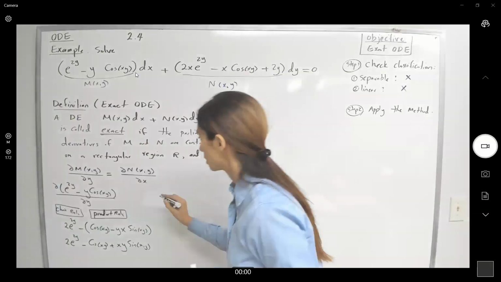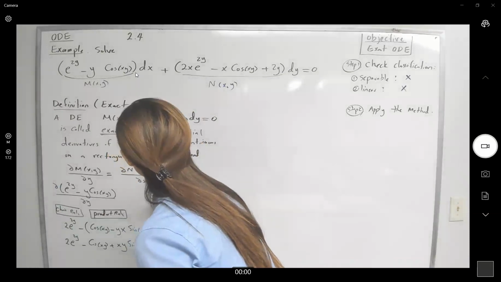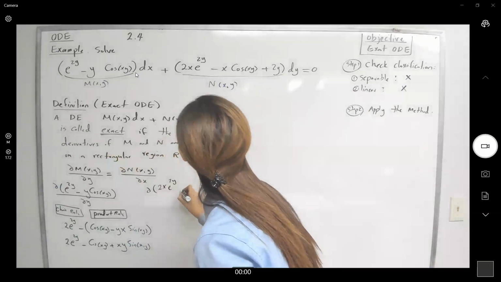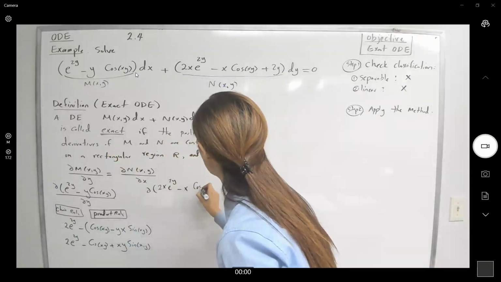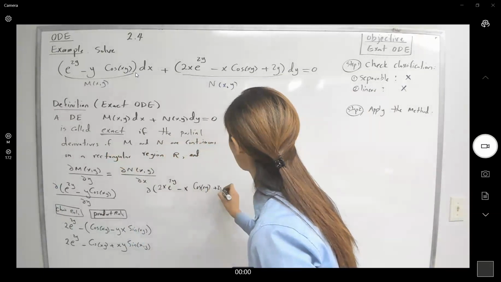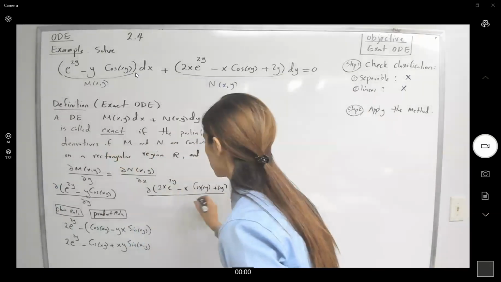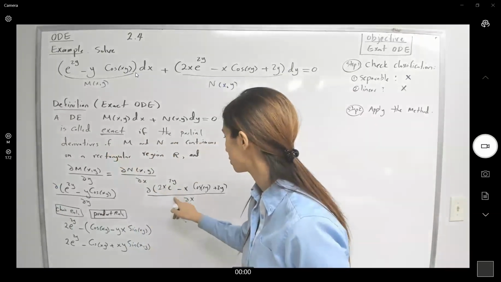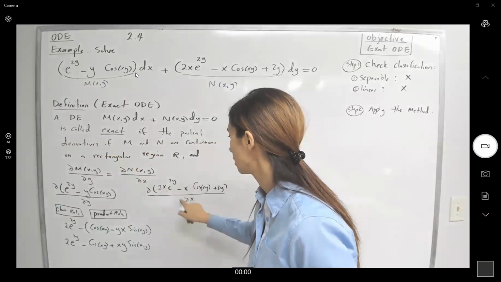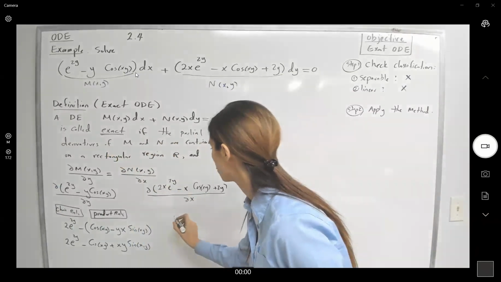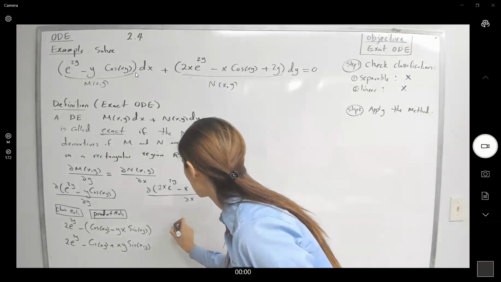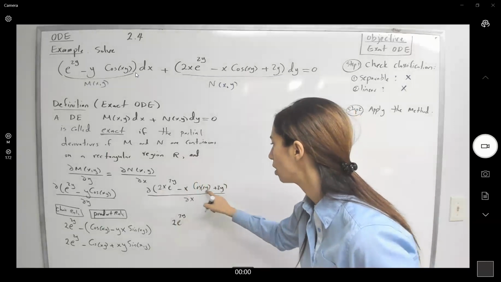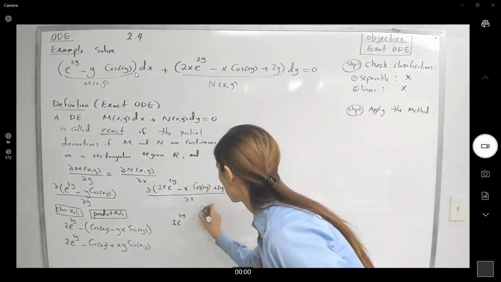What about the right-hand side? For the right-hand side, you have the partial derivative of n, which is 2x e to 2y minus x cosine xy plus 2y with respect to x. Okay, to take the partial derivative with respect to x, y acts like a constant. So we get 2 e to 2y back, and here you have the product rule between these two. So let us apply product rule.